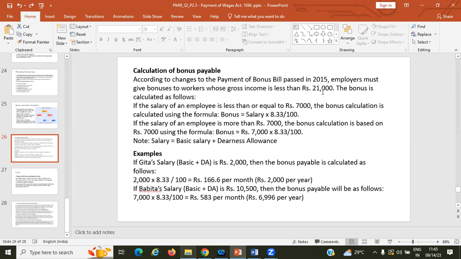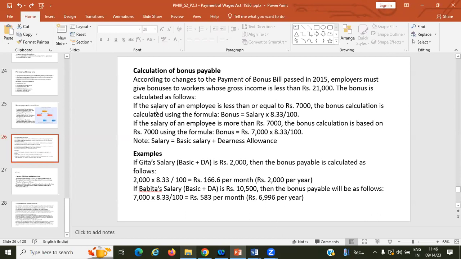21,000 is the limit. Then 7,000 is the bar. So whenever someone is getting less than 7,000, you have to calculate that 8.33 based on the actual salary. So that is the cut-off bar. That's 7,000. If someone is getting more than 7,000, then you have to calculate exactly on 7,000.